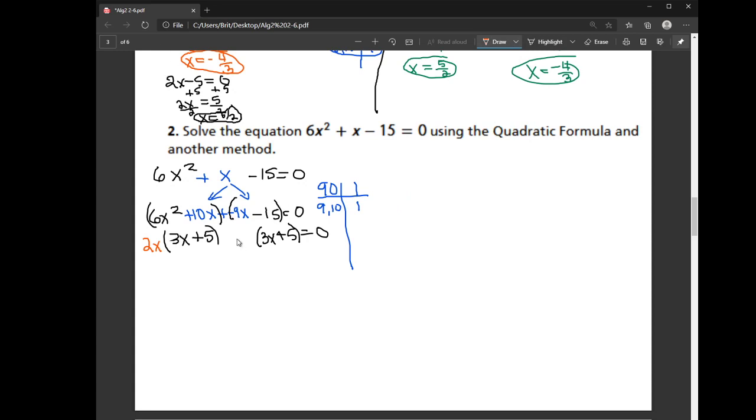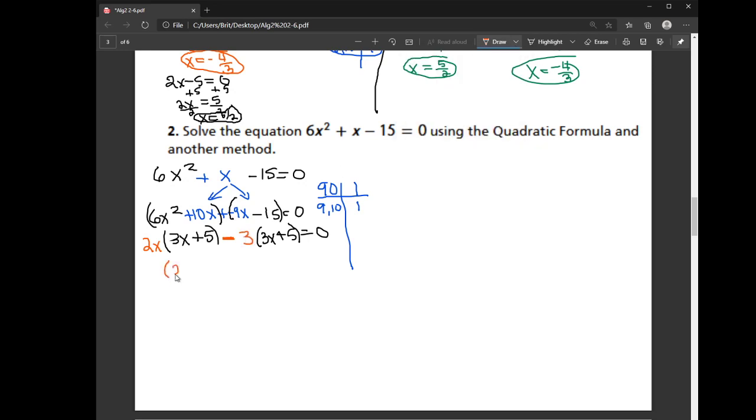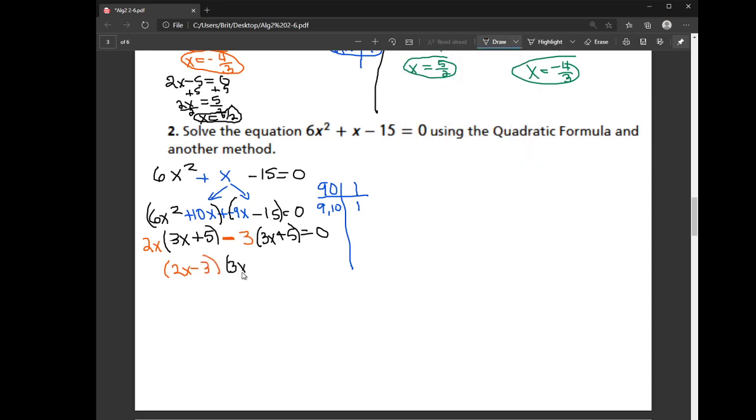So when I'm figuring out what I'm factoring out here, do you see how my signs are different? That means I need to factor out a negative. And then to go from 9 to 3, it's going to be dividing by 3. So here I have 2x minus 3, and I have 3x plus 5.